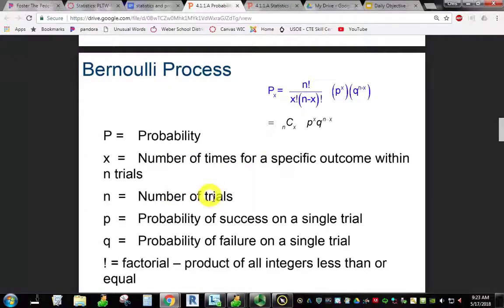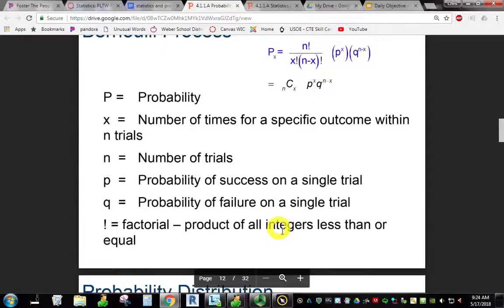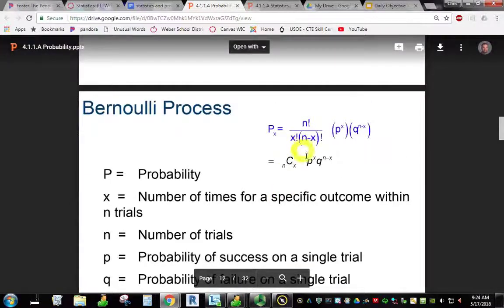N is our number of trials. P is the probability of success. Q is the probability of failure. And this exclamation point is called factorial. It's the product of all integers less than or equal. So let me go through it.